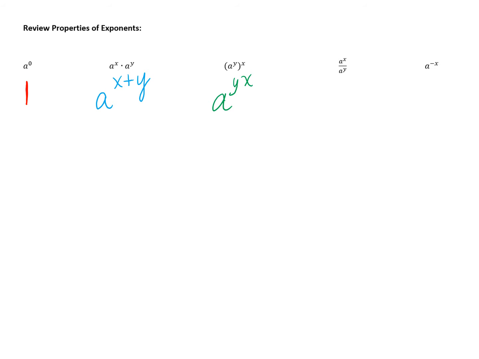The next one, we are dividing like bases, a to the x divided by a to the y. When we divide like bases, we subtract our exponents. And then last but not least, we have a to the negative x. When you're given something like a to the negative x, we think of negative exponents. They're not okay, they're not defined. We need to fix them. If you have a negative exponent, then you need to move it. This one is in the top, so I'm going to move it to the bottom, and it becomes 1 over a to the x.